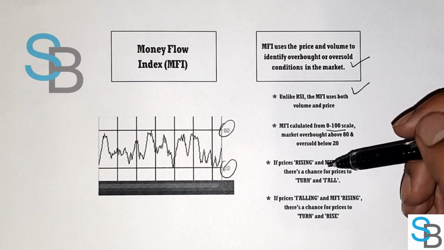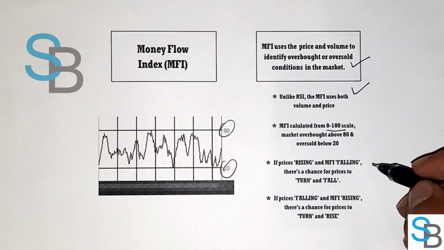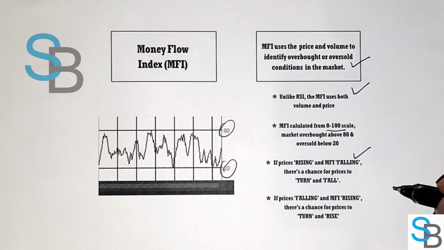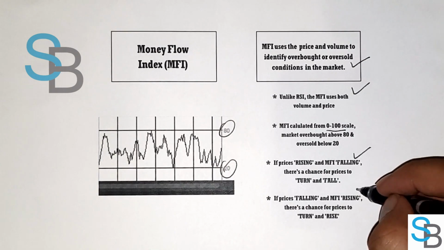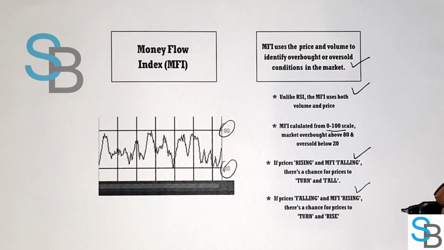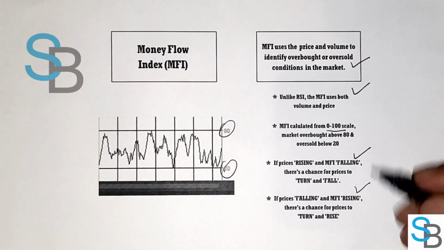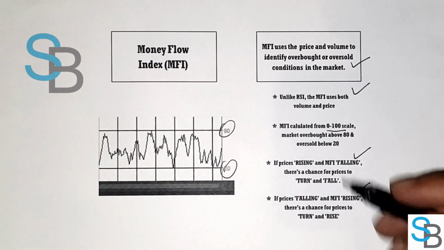buy or go long. If the prices are rising and MFI is falling, there's a chance for prices to turn and fall. However, if the prices are falling and the MFI is rising, there's a chance for prices to turn and rise. In such opposite cases, there's a high probability for the price trend to change.